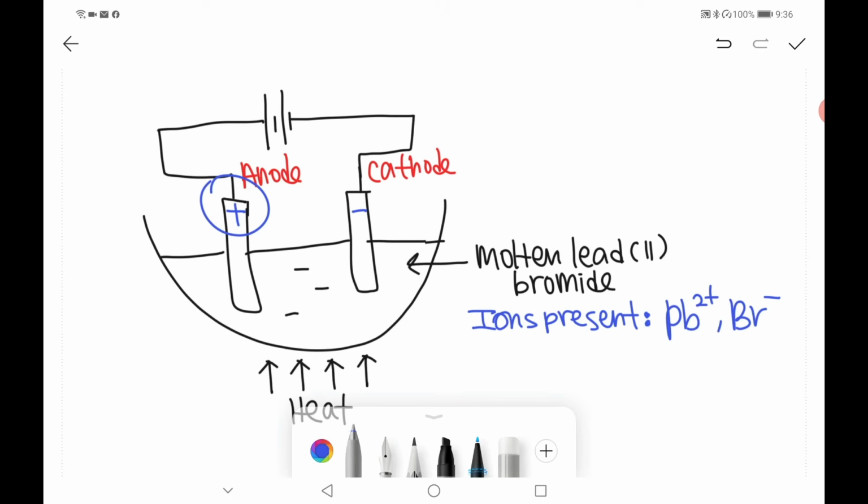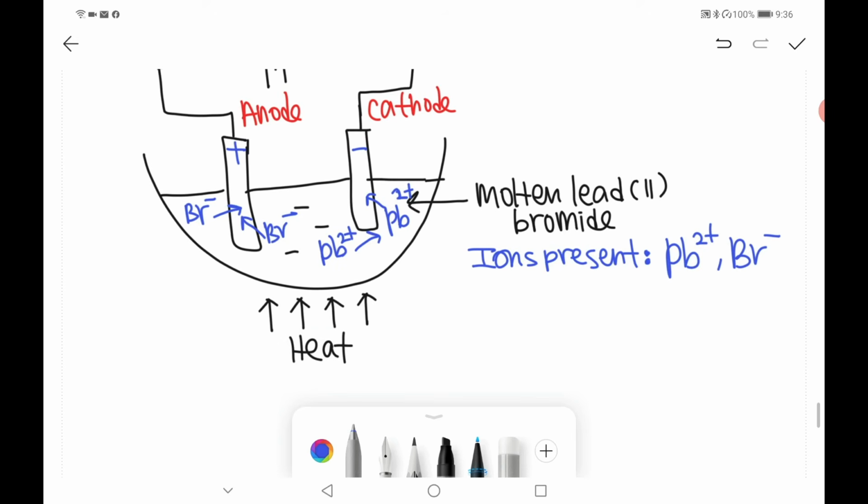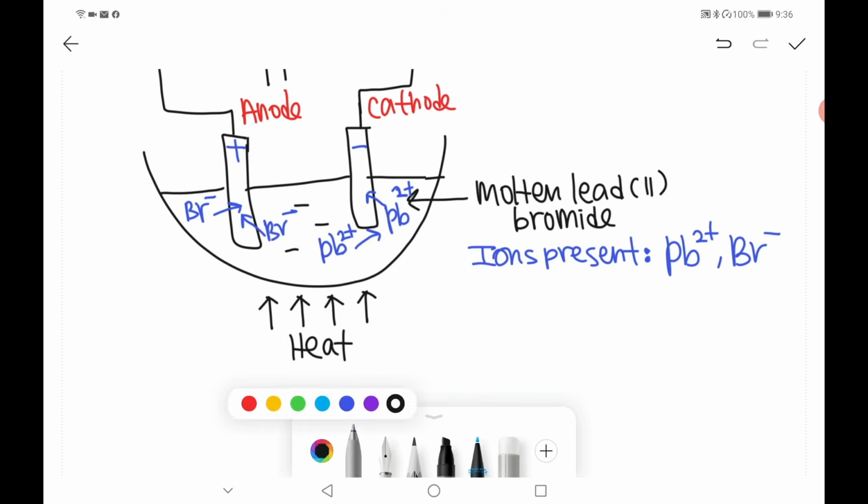Positive electrode attracts negative ions. So bromide ion is negative, they will go to the positive electrode. Negative attracts positive, so the negative electrode attracts positive ions. Pb2+ will come over. Alright, so now we already know where the ions are going.